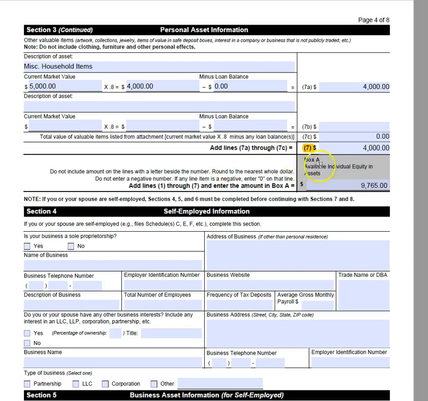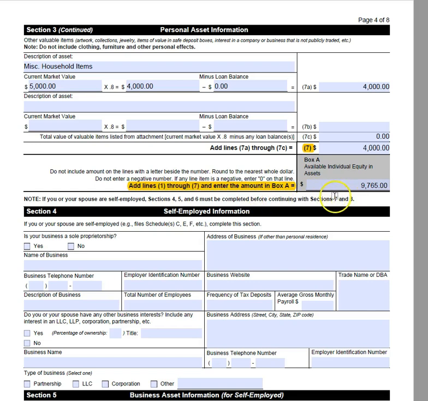Now this brings us to our box A, which is available individual equity and assets. So it tells you here, do not include amounts on the lines with the letter beside the number, round to the nearest whole dollar, do not enter a negative number. And then it tells you here, add lines 1 through 7 and enter the amount in box A.